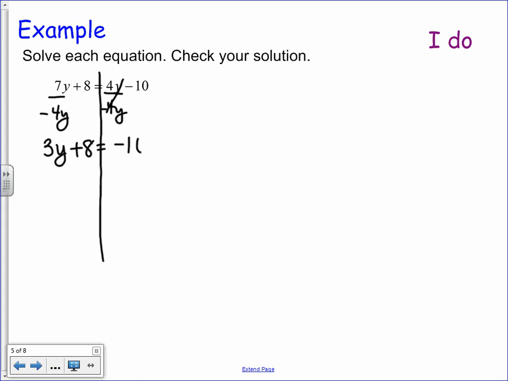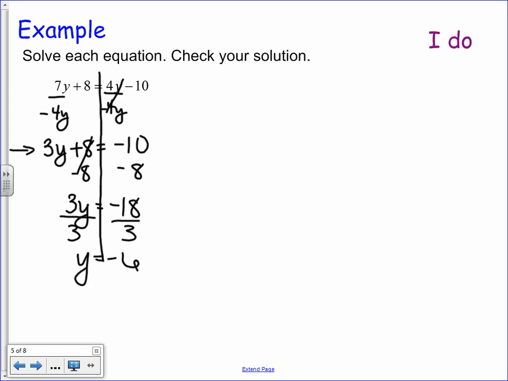Plus 8, minus 10. Okay, so now from here, at this step, I'm going to solve it just like it was a two-step equation. So I'm going to subtract 8 from both sides, and I have 3y equals negative 18. Divide by 3 on both sides, and y equals negative 6.